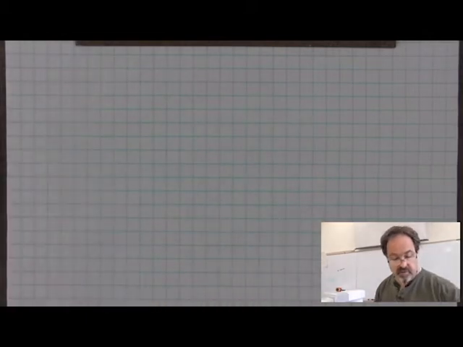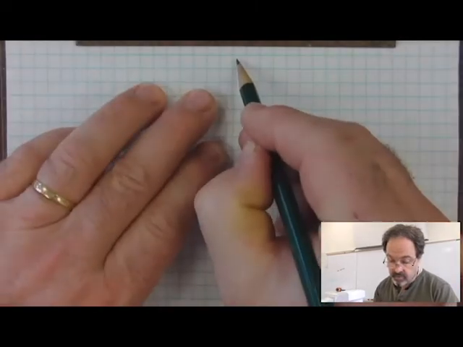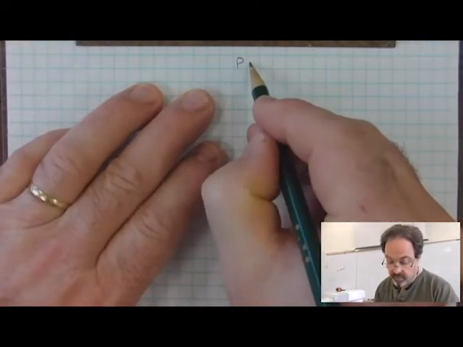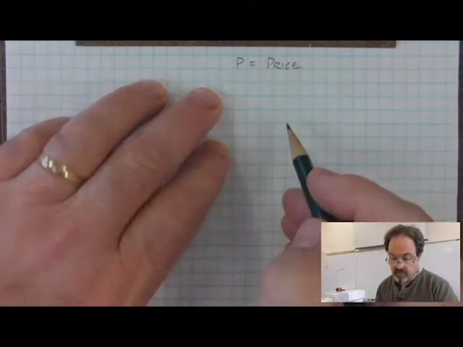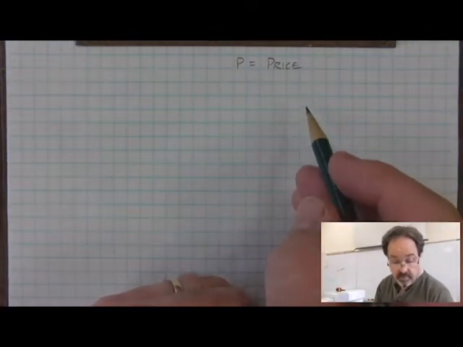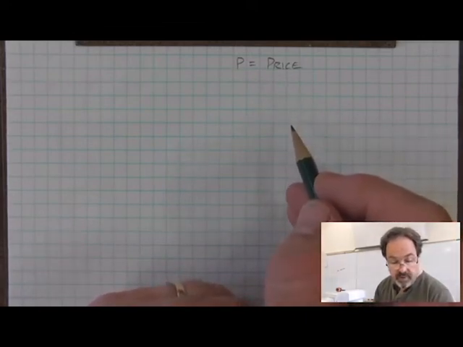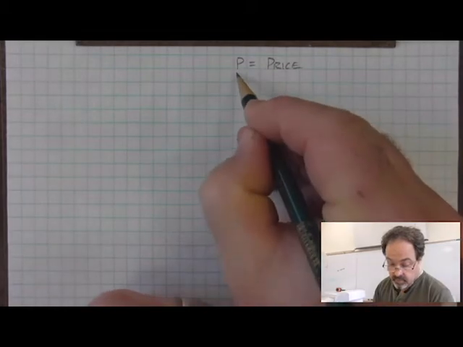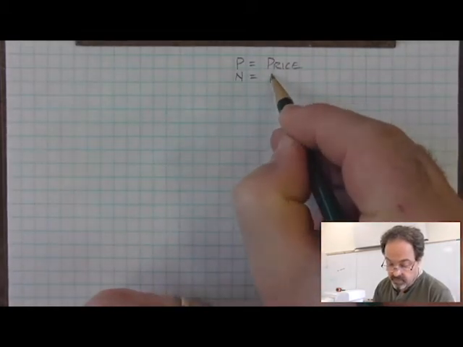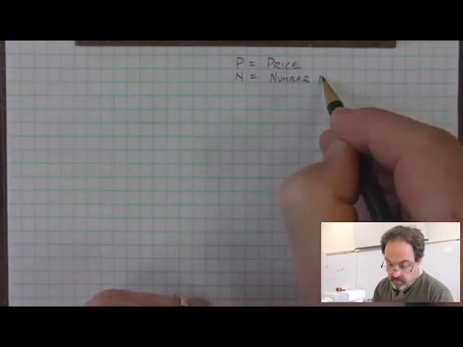A store has been selling skateboards at the price of $40. Immediately, we know that the price of a skateboard is important to this problem. So I'm going to choose P to be price. At this price, skaters have been buying 50 boards a month. Well, the number of boards bought is important. So I'm going to assign the variable N to be the number bought.